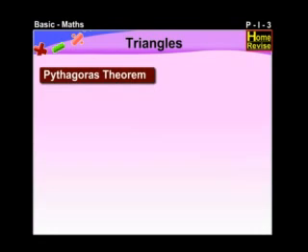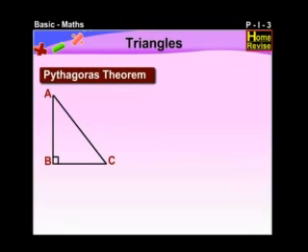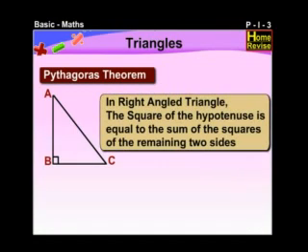Friends, let us now study more about triangles. Pythagoras theorem. We can apply this theorem in a right angle triangle. What is the theorem? In a right angle triangle, the square of the hypotenuse is equal to the sum of the squares of the remaining two sides.